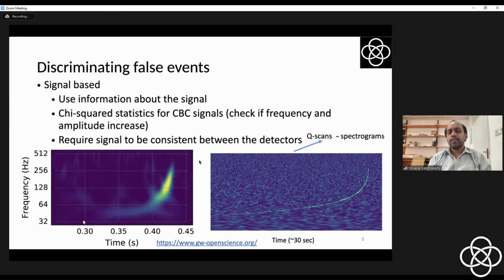And we can also require additional consistency, to say that what we see in one detector has to be consistent with the other detector. So this we also employ. All these things are based on the signal: how the signal should look in one detector and how it should look between multiple detectors. So these are signal-based information that we can use to discriminate between false and true events.